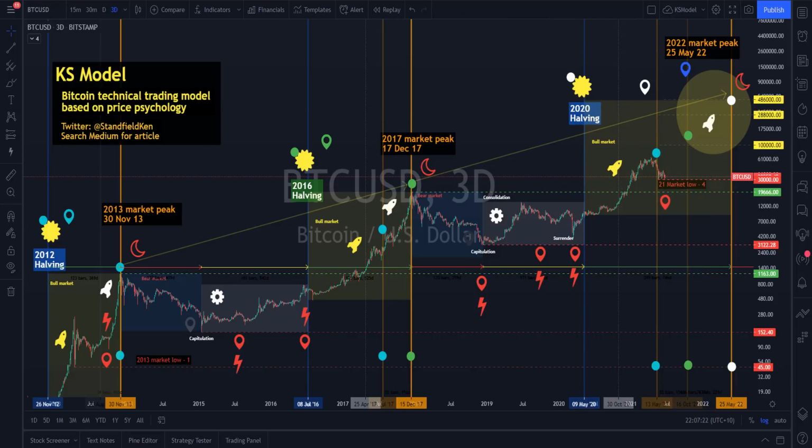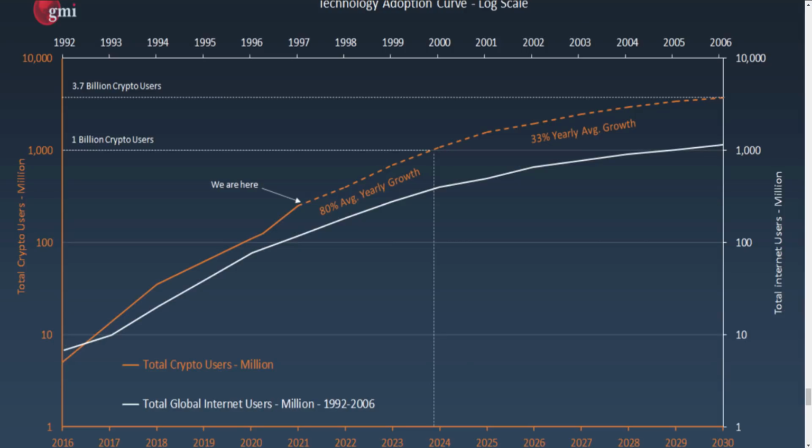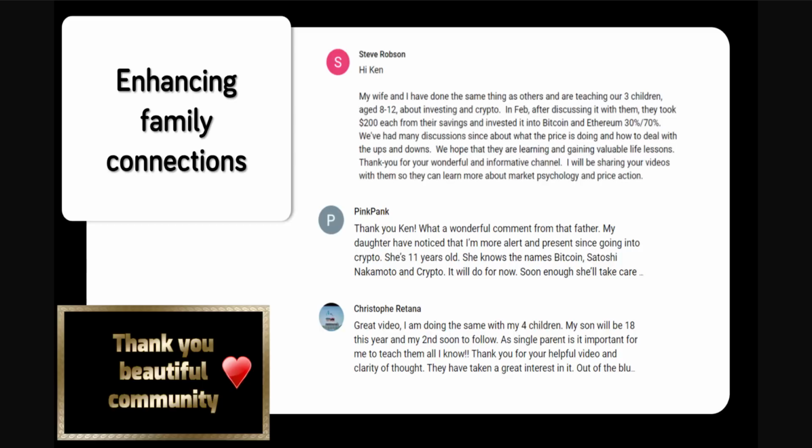That's the overall trend. How do we know that overall price is increasing? This technological adoption curve from GMI is exceptionally good. It is showing that cryptocurrency adoption is growing 80% year on year. That is much faster than the internet. In fact, crypto is the new internet of money, and it will change the world fundamentally.